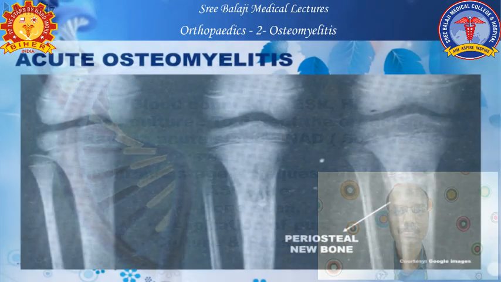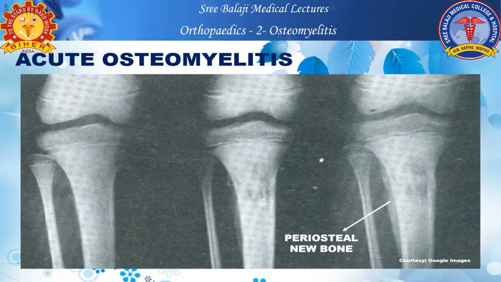This X-ray picture shows the stages of osteomyelitis. The first picture does not show any positive sign. The second picture shows rarefaction in the metaphyseal region of the tibia. And the third picture shows periosteal new bone formation. This will take at least a week or 10 days to appear.